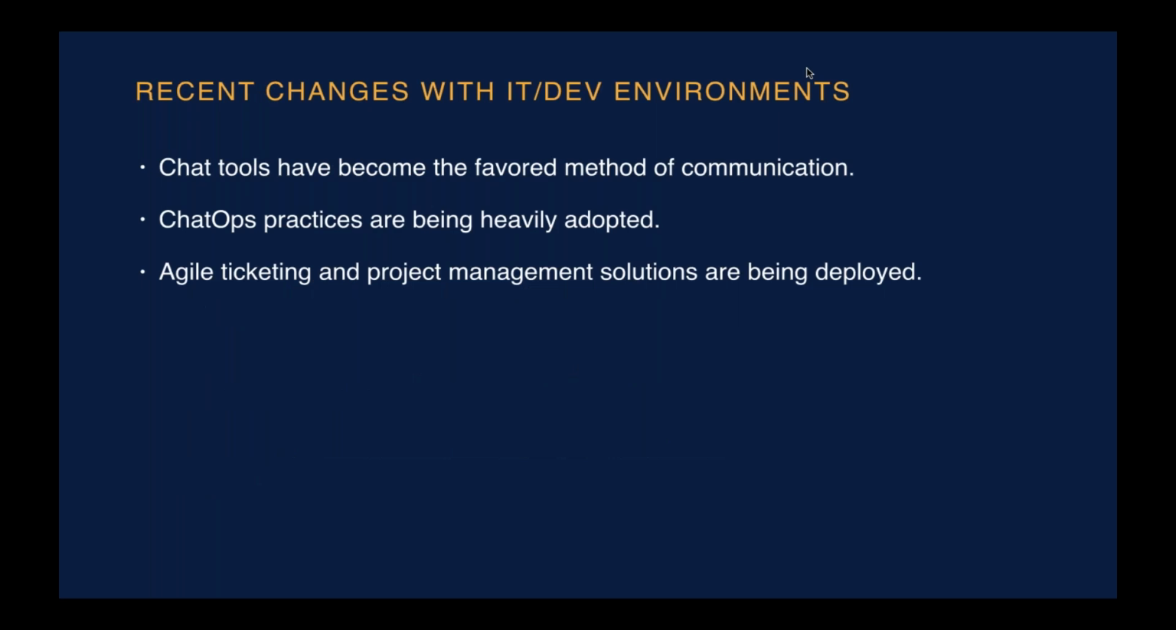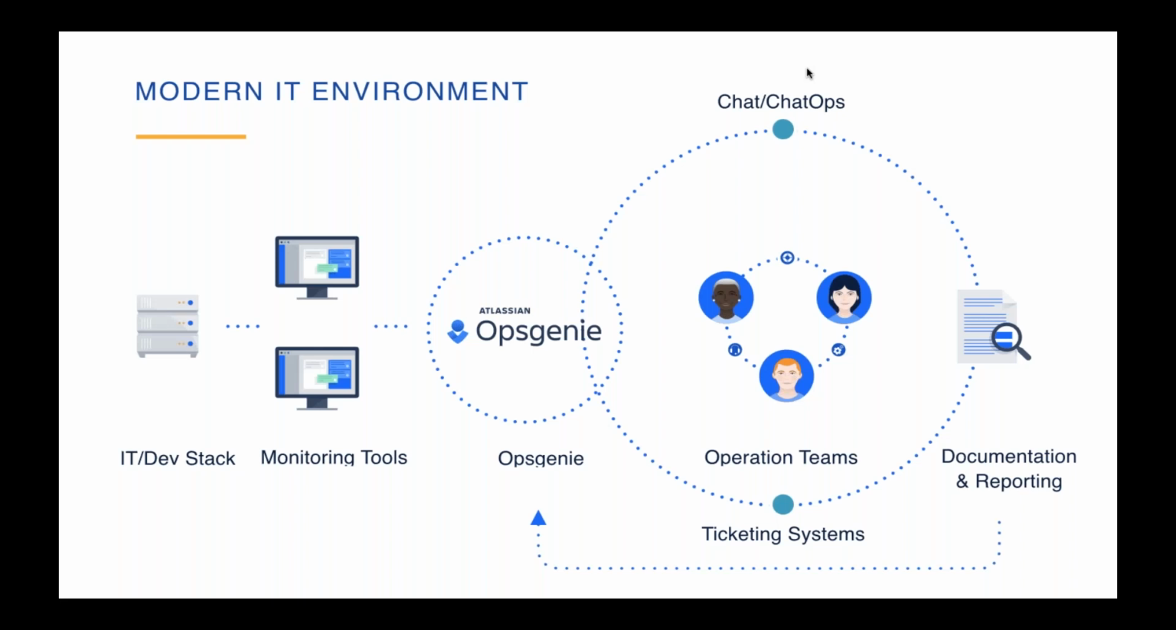In addition to that, I alluded to chat ops previously, but Slack obviously is a very popular tool. Chat ops practices have been heavily adopted in the last 3 or 4 years. I think most customers of ours are using some sort of chat, whether it's MS Teams or Slack. So now you've got a good process where Opsgenie can communicate with those tools as well.